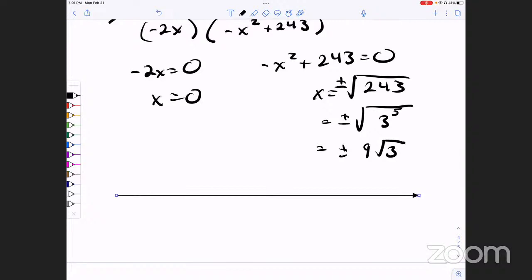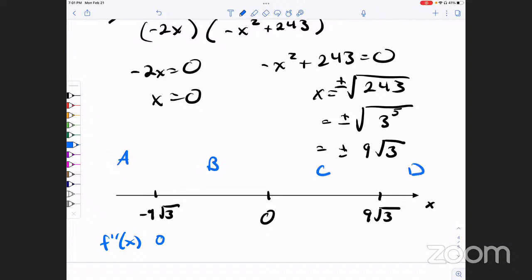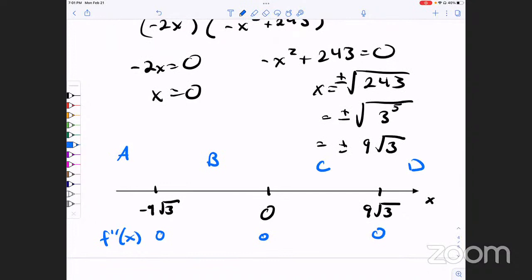9 times the square root of 3. So we got 0. All right. This is the x-axis. We got our 0. This is going to be a negative 9 root 3. That's going to be a positive 9 root 3. Right. And we want to compare these in the second derivative. These should all give us zeros. And again, these 3 key values break the number line up into 4 sections: Section A, B, C, and D. These should create zeros in the second derivative. So then negative square root of 3, let me see, 9 times the square root of 3.